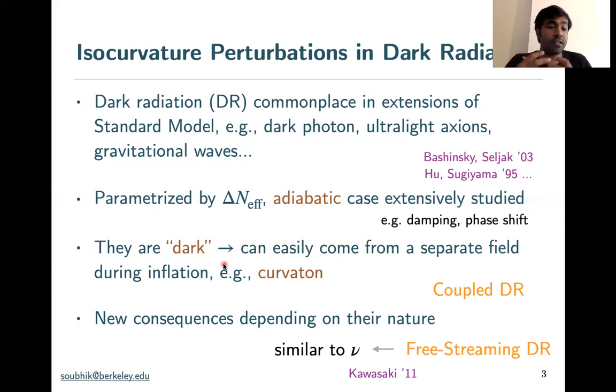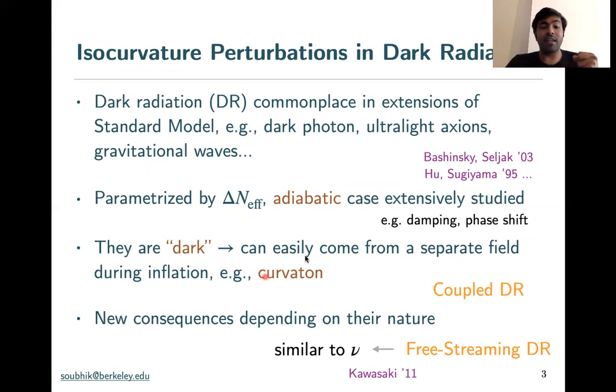Now, in this talk, I'll focus on the dark aspect of dark radiation. Because we call them dark radiation, they're naturally objects that are very weakly coupled to the standard model. That's why it's very easy to imagine scenarios in which this dark radiation comes from a field other than the inflaton during inflation. For example, it could happen that the inflaton reheats into the standard model, but during inflation there's a separate degree of freedom like a curvaton, which does not talk to the inflaton, but later on this curvaton decays and gives rise to dark radiation.